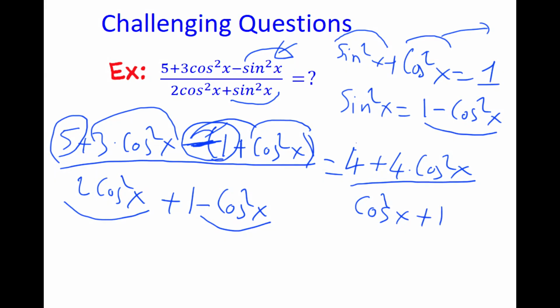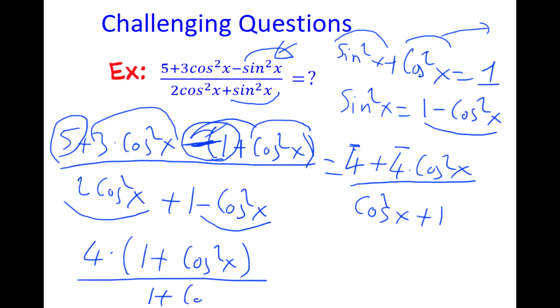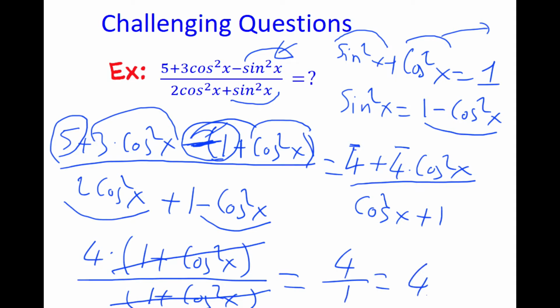If you look at the numerator, we have 4 in common, right? So if I take the 4 out in front of parentheses, we have 4 times (1 plus cos²x) divided by 1 plus cos²x. As you can see, we have 1 plus cos²x both in the numerator and in the denominator, so we can just cross them out. If you simplify the fraction, we have 4 divided by 1, which is 4. So the answer to this question is 4.